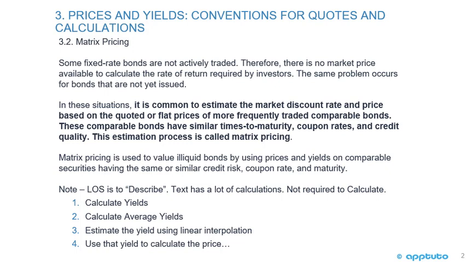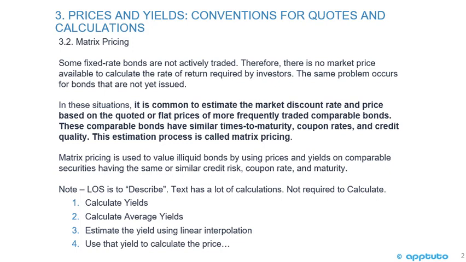Some fixed rate bonds are not actively traded. Therefore, there is no market price available to calculate the rate of return required by investors. The same problem occurs for bonds that are not yet issued. In these situations, it is common to estimate the market discount rate and price based on the quoted or flat prices of more frequently traded comparable bonds. These comparable bonds have similar times to maturity, coupon rates, and credit quality. This estimation process is called matrix pricing.